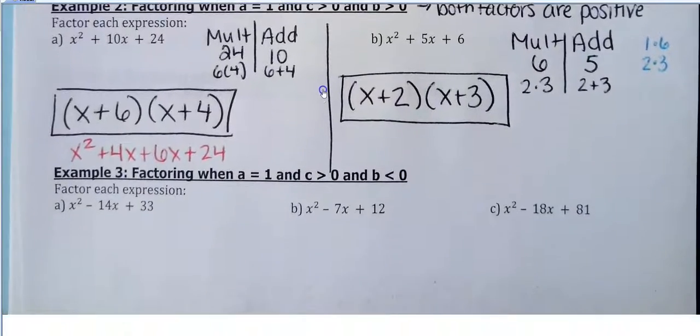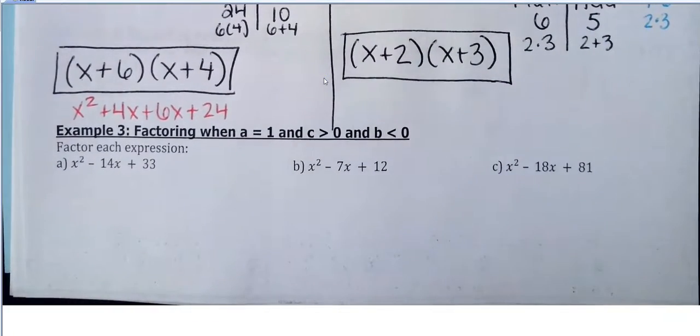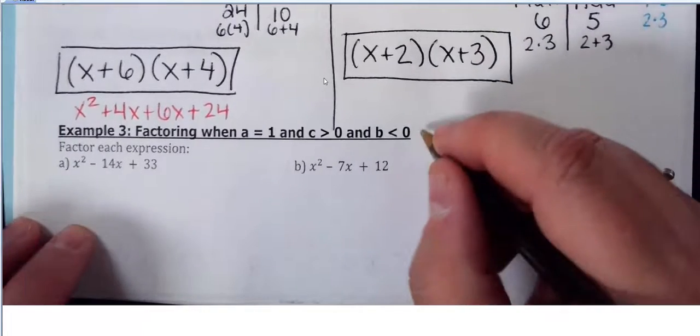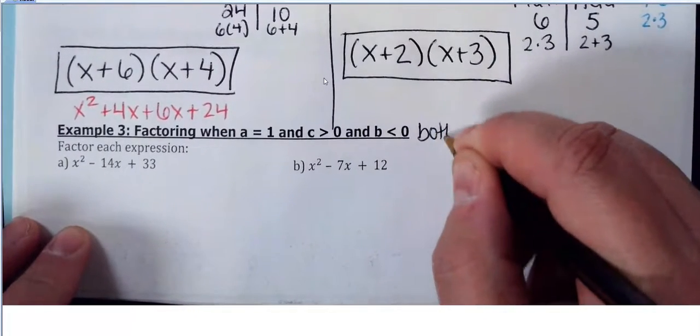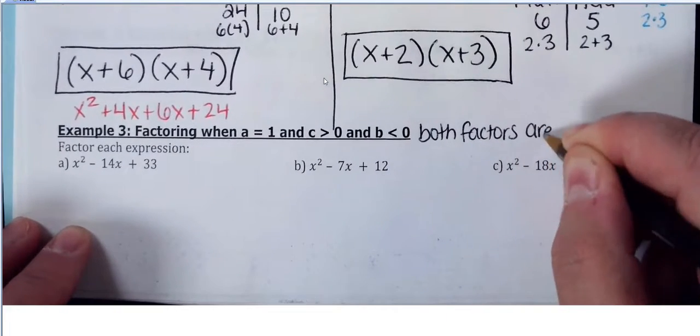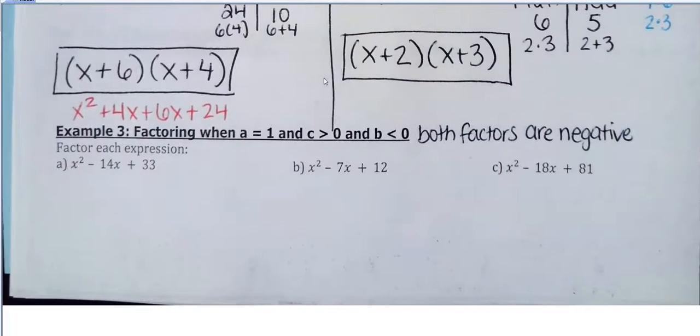Okay, now let me switch this up. Everything in example 3 is of the format where the B value is going to be negative and the C value is going to be positive. If this is the case, it's a minus and then a plus. This always has to be a situation where both factors are going to be negative, because you're going to multiply to get a positive number, but you're going to add to get a negative number. So the only way that can happen is if they're both negative.